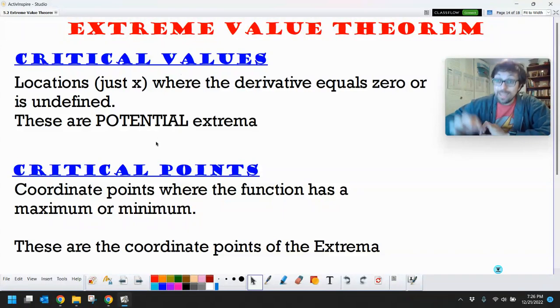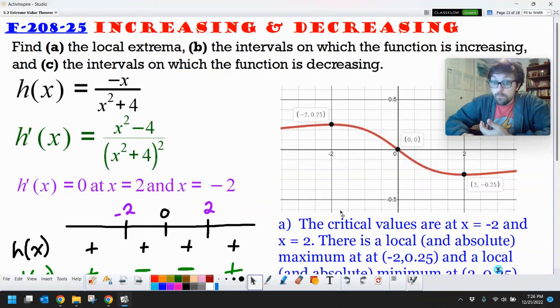A critical point actually is an extrema, and we actually do get a maximum or a minimum out of that, because that's what an extrema is. It's either a maximum or a minimum, and it's actually the coordinate point of that extrema. A critical value is just that x value. So the example that we just talked about, x equals -2 and x equals 2, are critical values.